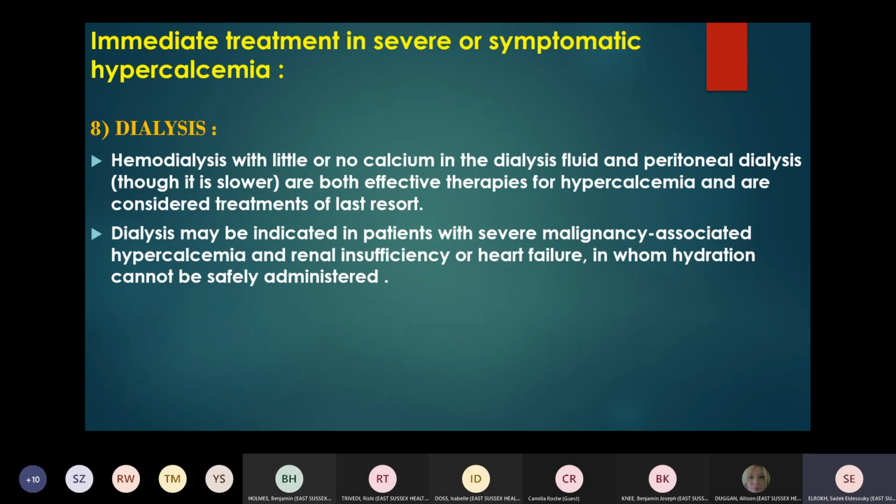Dialysis is indicated in a case of resistant and persistent refractory hypercalcemia after all the measures are given, including IV fluid, including calcitonin or other medications according to the cause.